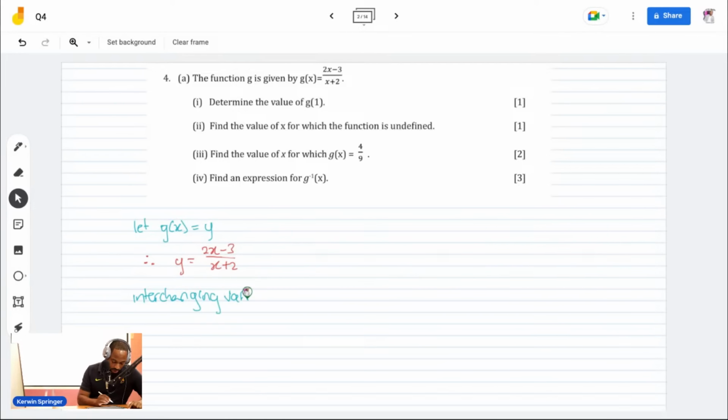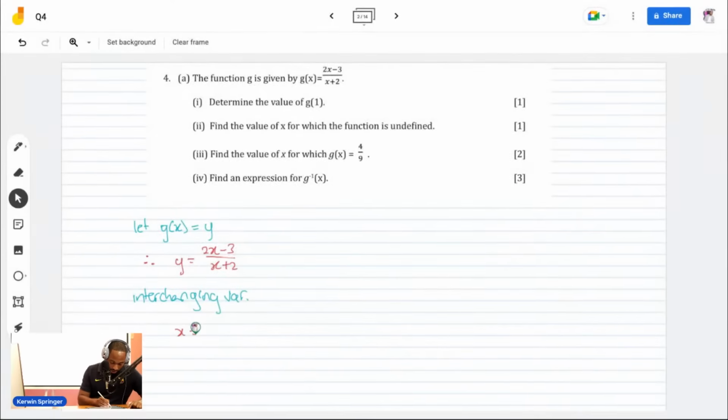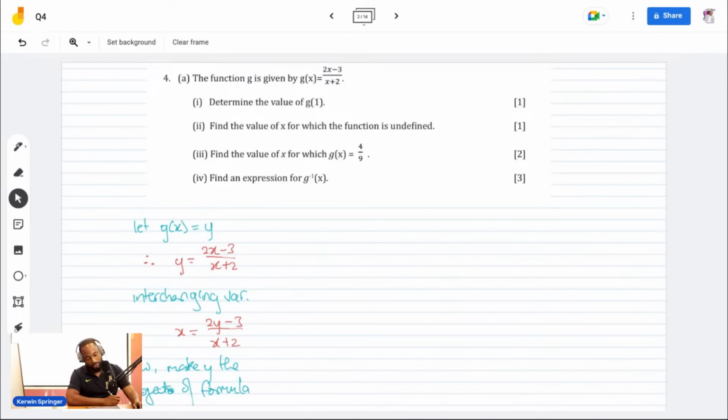Interchanging variables just means anywhere you see x put y, anywhere you see y put x. So x is equal to 2y minus 3 over y plus 2. And now we'll make this the new y. Now make y the subject of the formula.